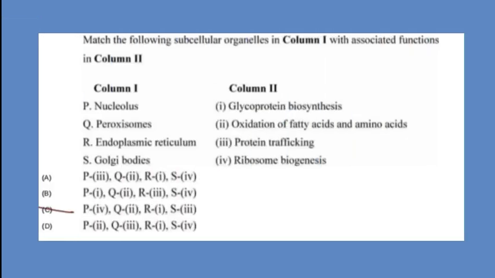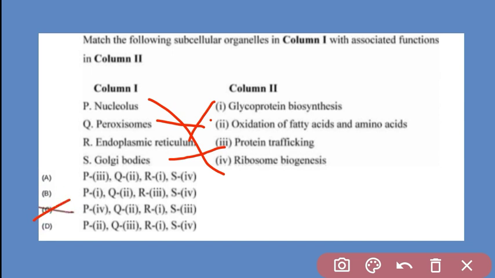The next question: match the following subcellular organelles in column first with associated function in column second. Nucleolus, for ribosome biogenesis or ribosome synthesis. Peroxisomes, oxidation of fatty acids and amino acids. ER, glycoprotein biosynthesis, and Golgi body, protein trafficking. So option C is the answer to this question.